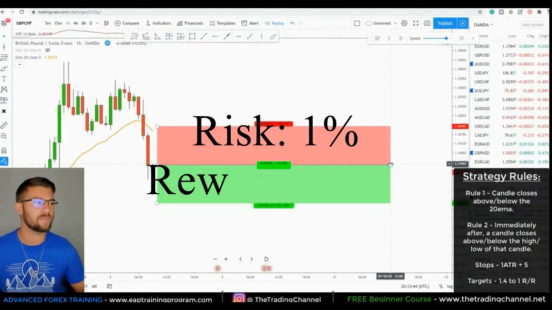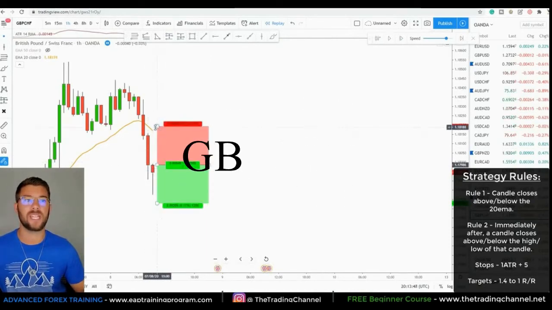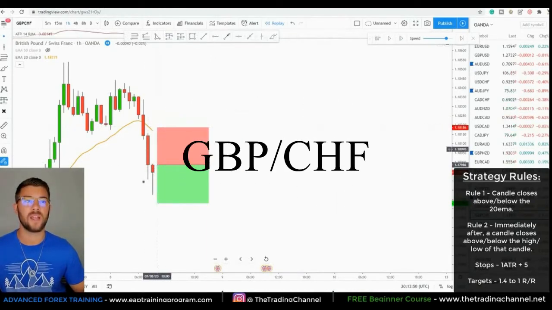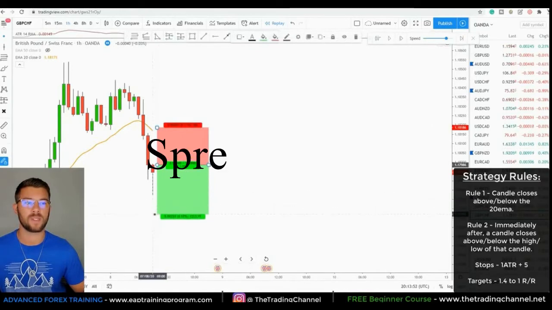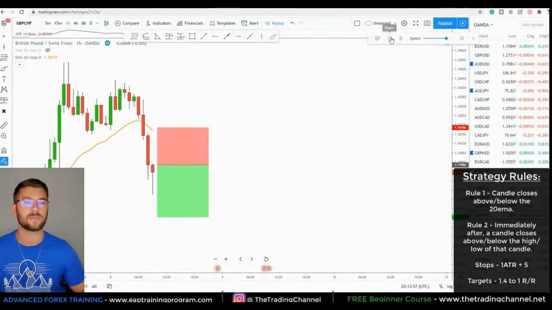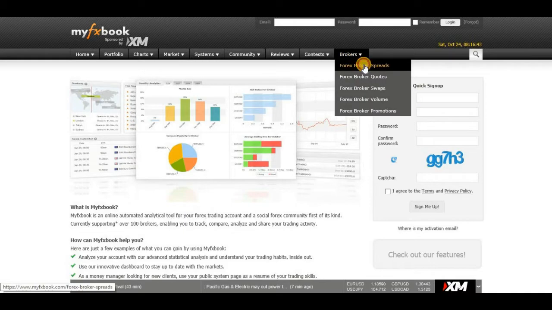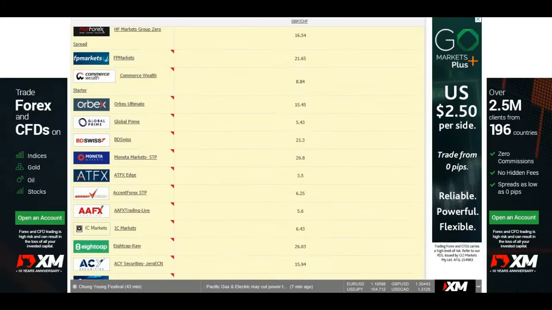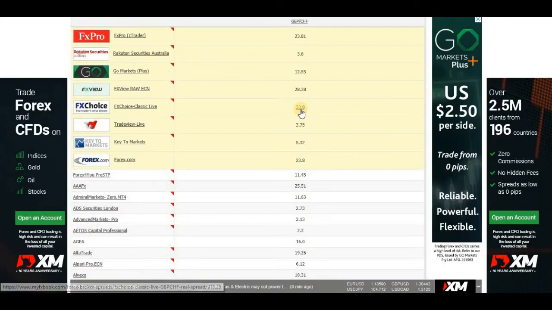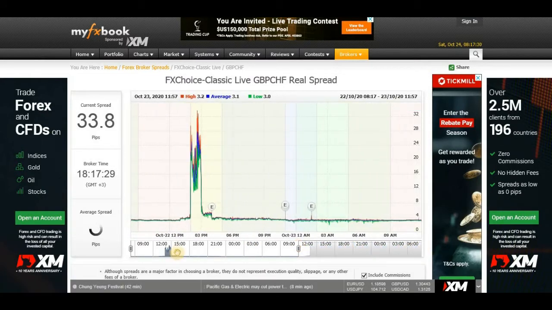1% for stop loss and 1.4% for take profit. The backtest will be on the same pair, GBP/CHF, and I set a fixed spread of 3 pips for it. This is the average spread of pound Swiss among Forex brokers. You may pay more or less regarding your broker. If you want to know the average spread of your broker on different pairs, you can find it on my FXbook website. Of course, if your broker is listed there.